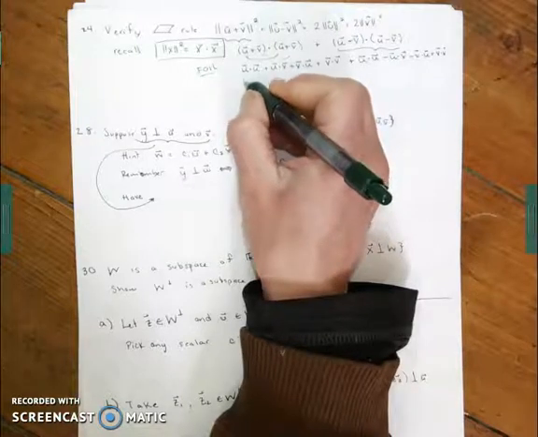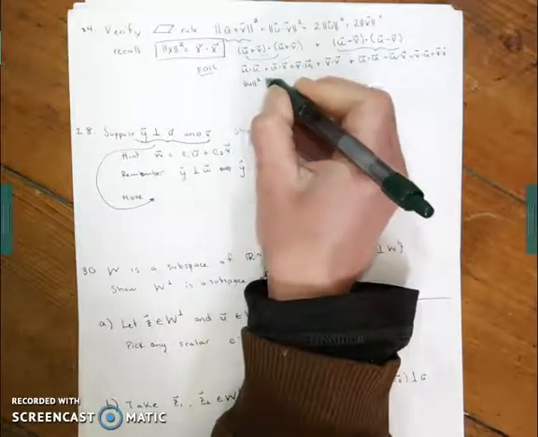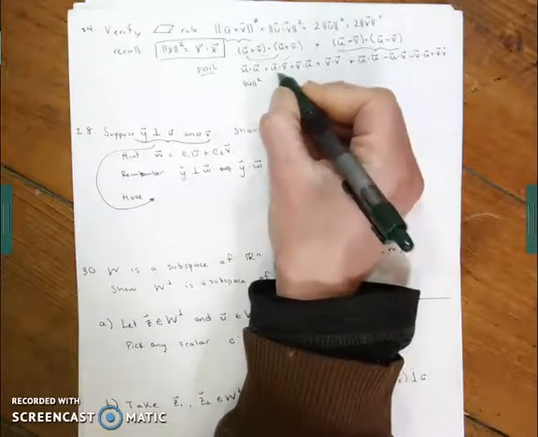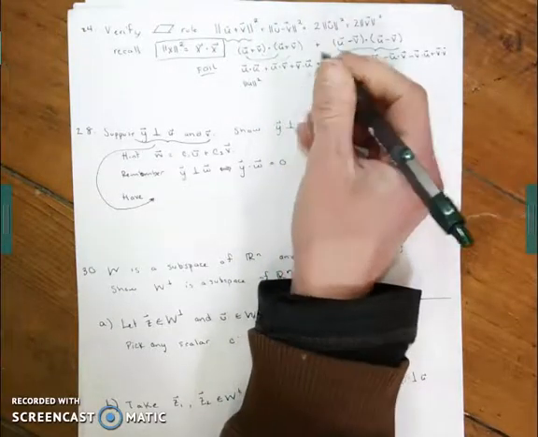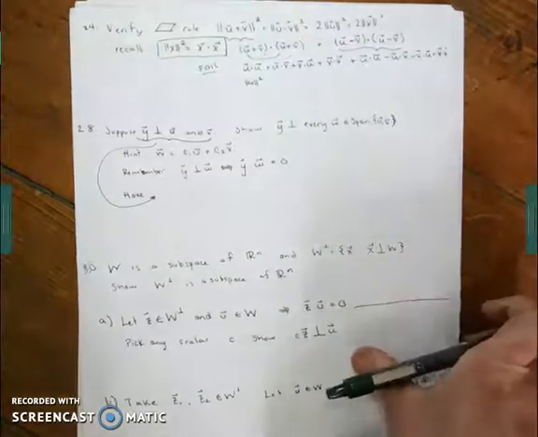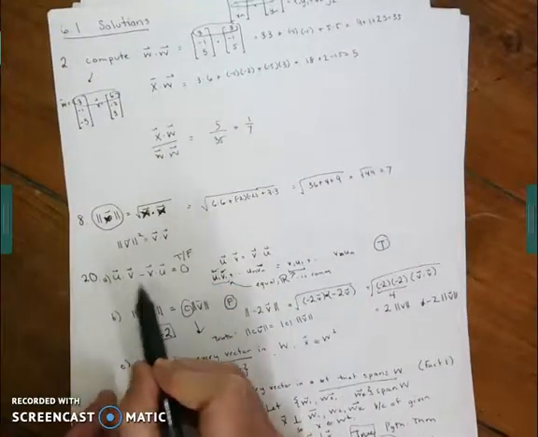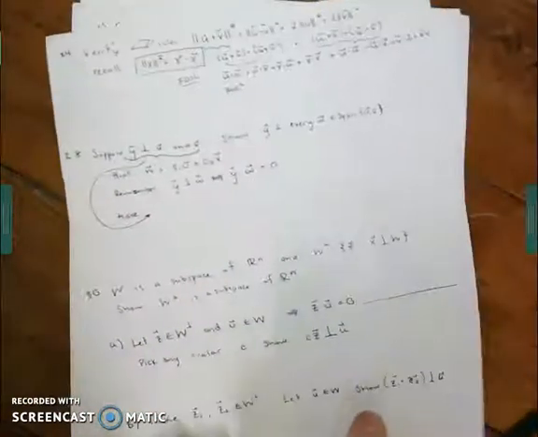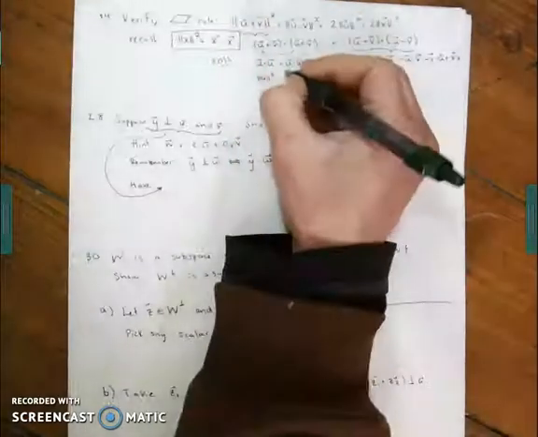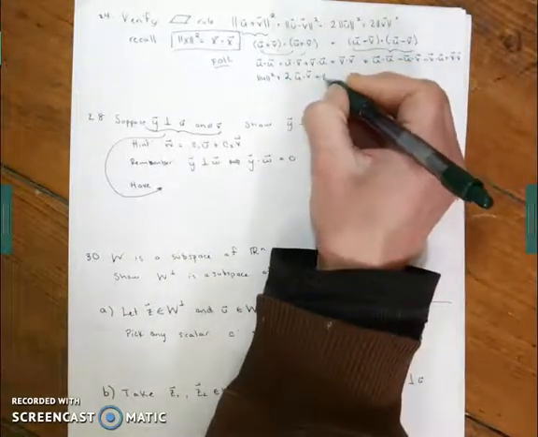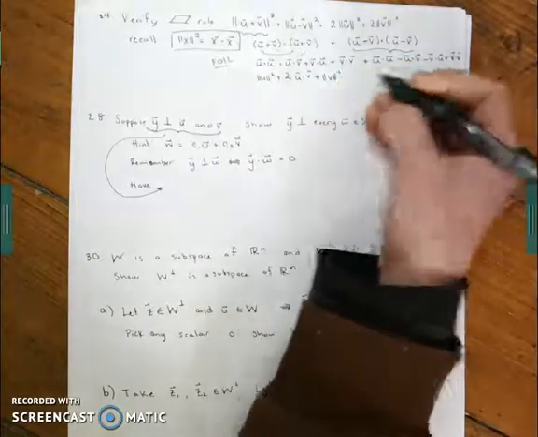U dot u is the norm of u squared. U dot v plus v dot u, well, u dot v is the same as v dot u. We proved that on our first true false: u dot v equals v dot u. So this is going to be 2 times u dot v plus the norm of v squared, v dot v.